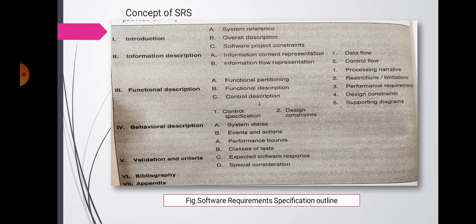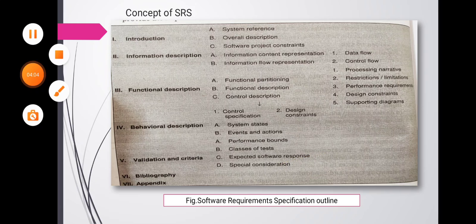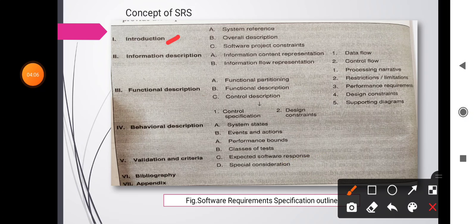Then the concept of SRS. Here first, SRS contains these 7 parts. First is introduction, second is information description, then functional description, behavioral description, validation criteria, bibliography and appendix. Then we will see one by one.